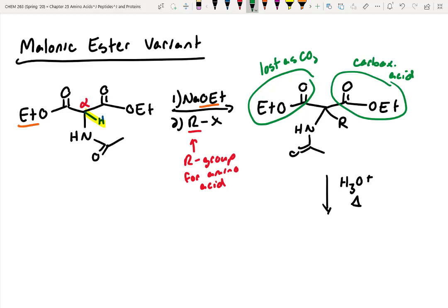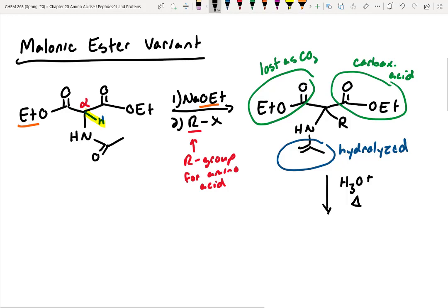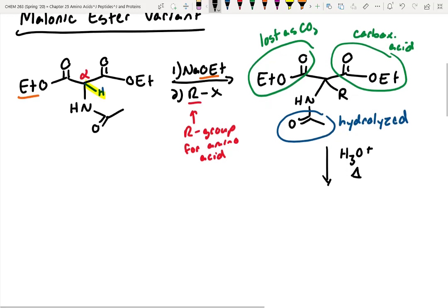All right, the other interesting thing is if we think about down here, we've got an amide bond, right? And amides can also be cleaved using acid and heat. So what's going to happen is this is going to be hydrolyzed, and we're going to lose that acyl group. Sorry, let me clean this up a little bit.